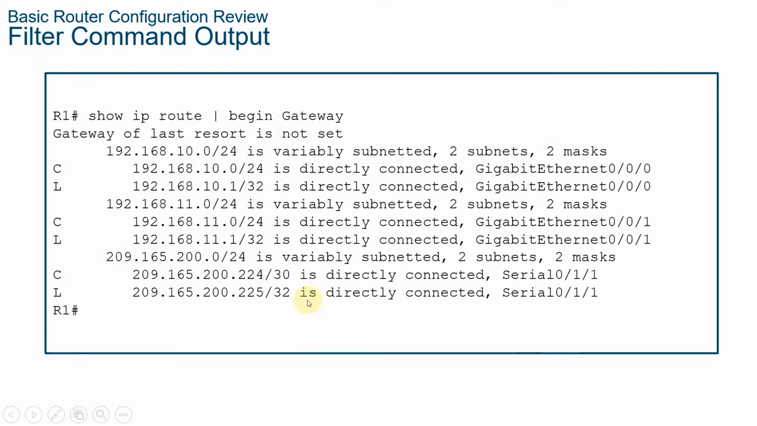All right. So next, show IP route begin gateway. So what will happen is, on the routing table, take note, show IP route, this would display the routing table starting with or beginning with the gateway keyword. So gateway of last resort is not set. So that would give you the output.